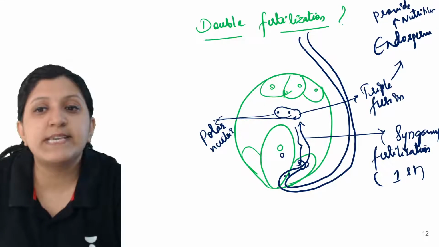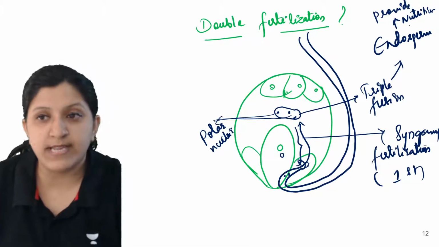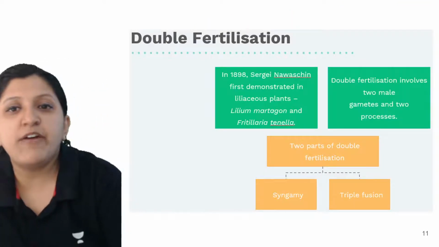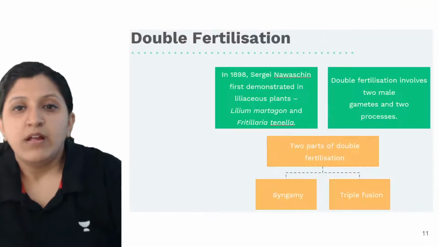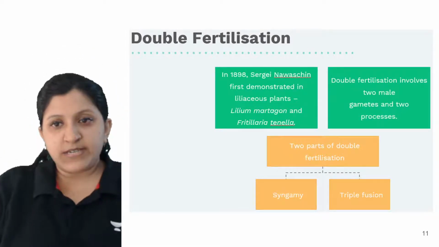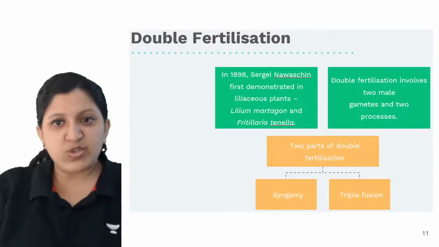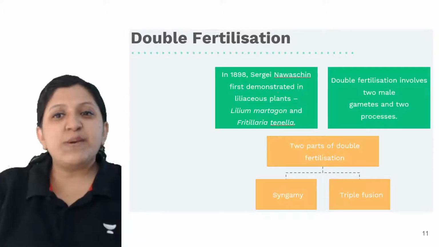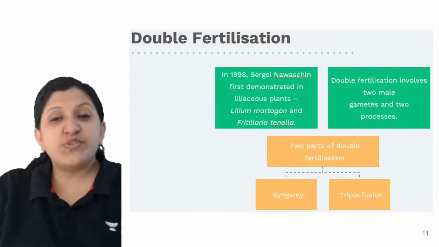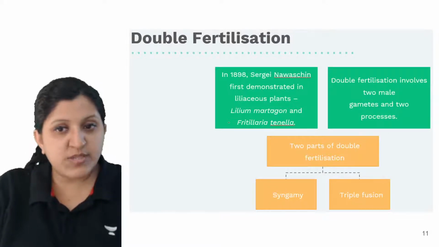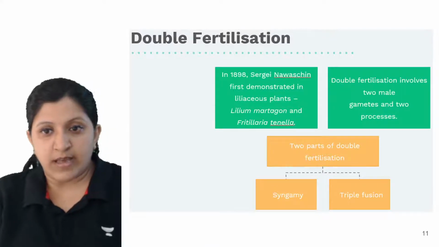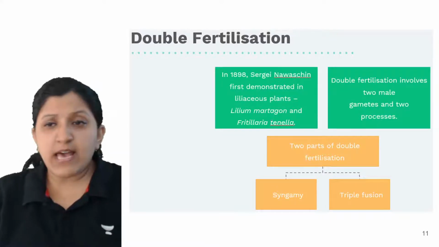So this is basically after the triple fusion is done. So there is a generation of an endosperm that occurs. Okay, so now let's see this double fertilization. In 1898, Sergei Navashchin, the scientist, first demonstrated it in liliaceous plants, that is Lilium martagon and Fritillaria tenella. Okay, so these are the names.